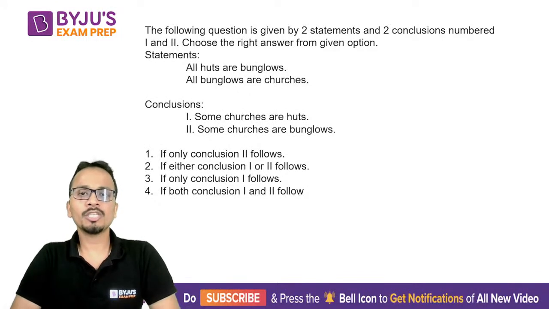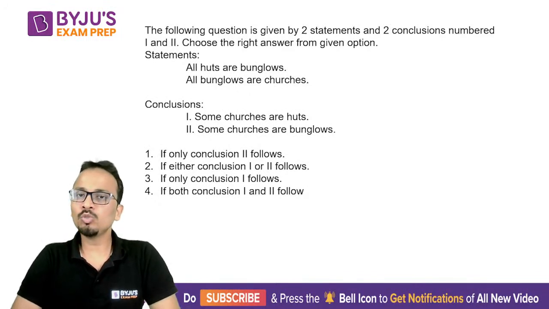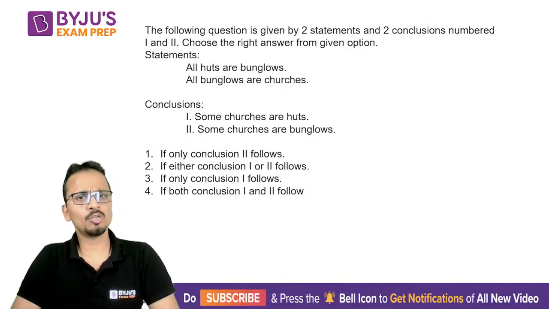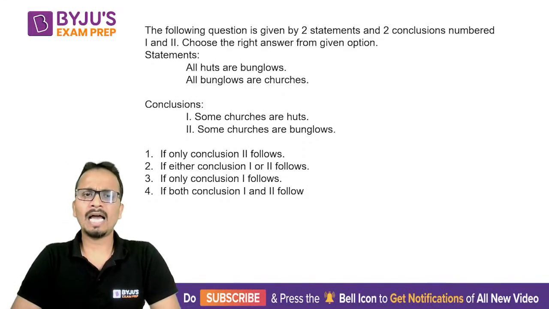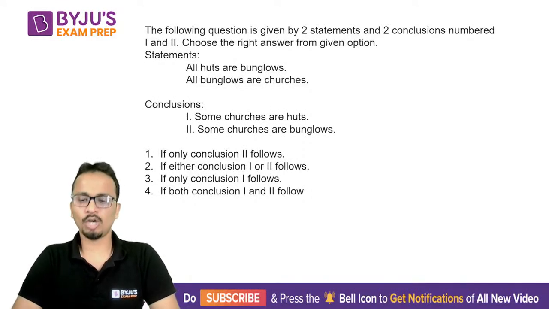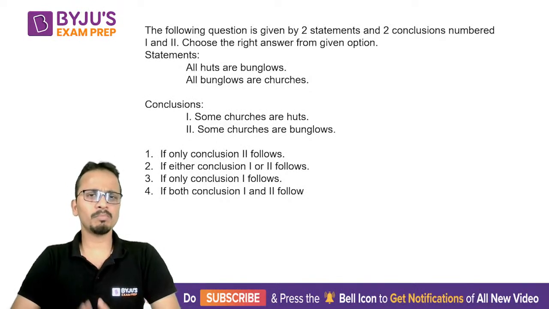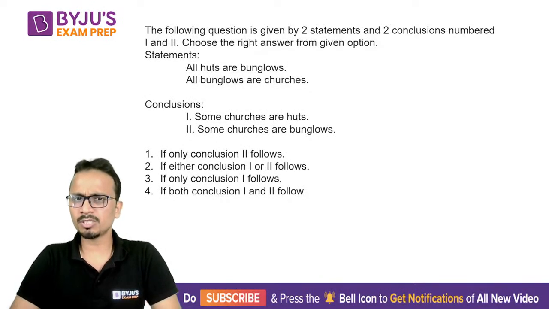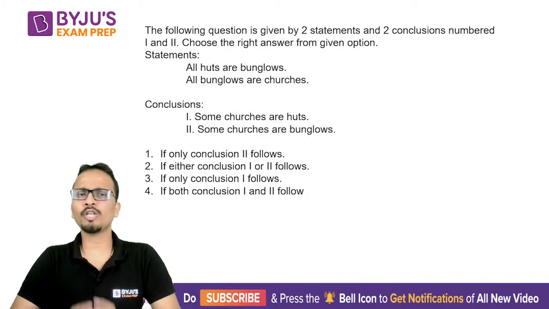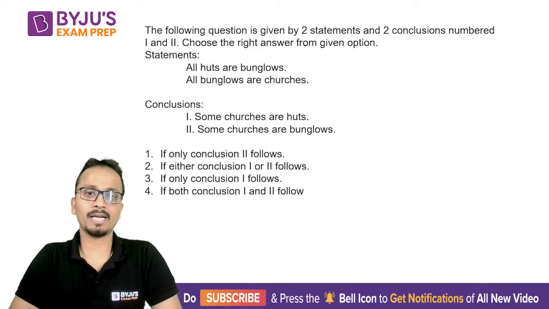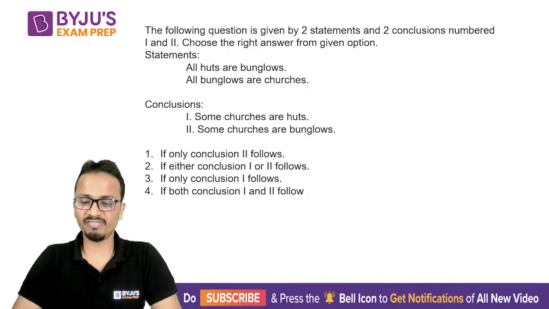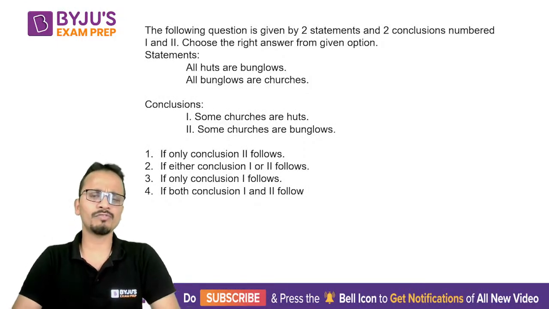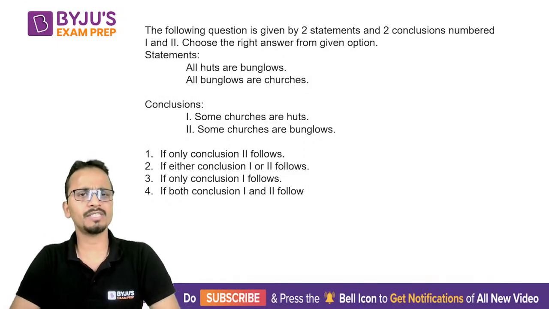The following question is given by two statements and two conclusions numbered 1 and 2. So there are two statements followed by two conclusions. Choose the right answer from the given options. Now this particular question is based on syllogisms. You can also solve it using the concept of Venn diagrams. All right, so a very easy question that appeared in one of the previous year papers of CMAT.